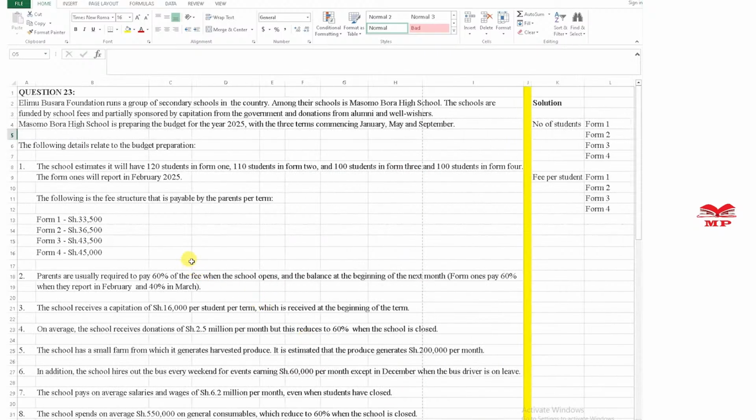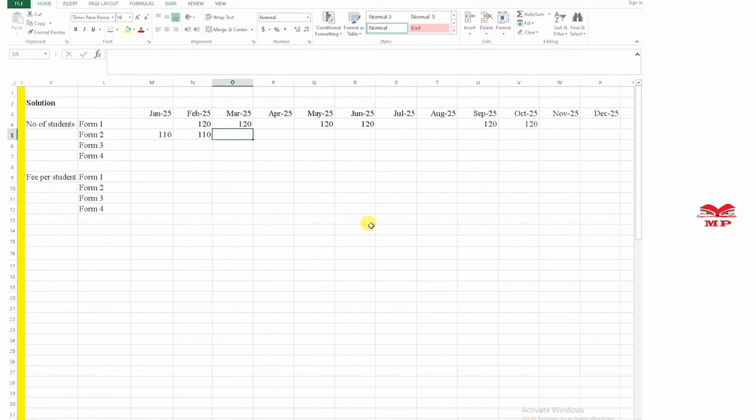So we will do the same also for the terms in May. So here it's going to be 110, 110. Here is 110, and 110, 110.